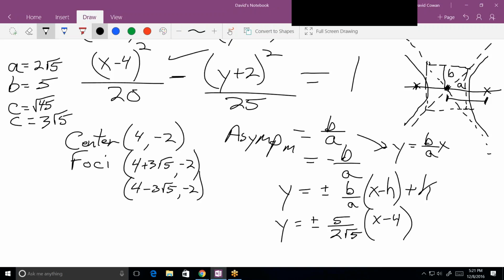But what's k? K equals, would it be plus 2? Negative 2. Here's our center right there, and our center is h and k. So you could read it right from the center, or you could pull it from the equation. But it's a negative 2.